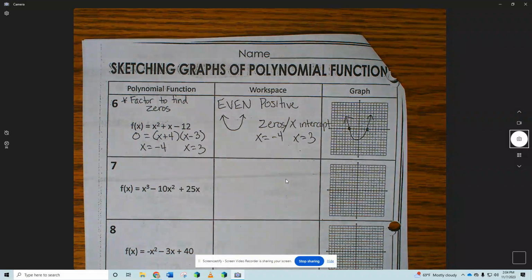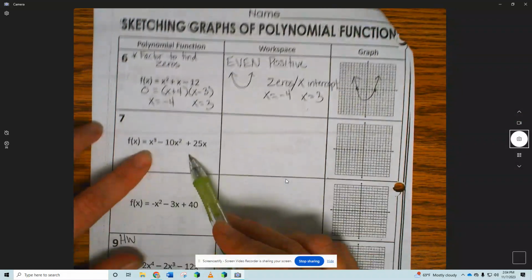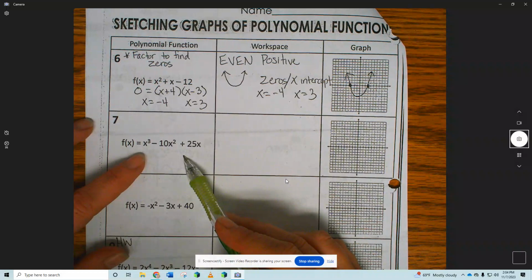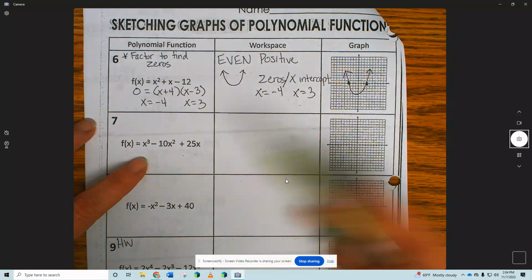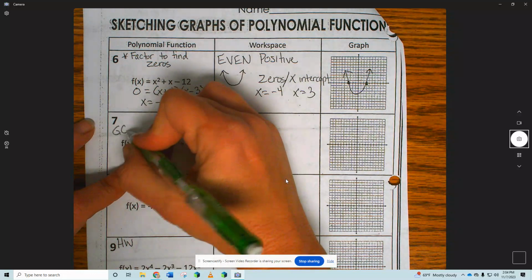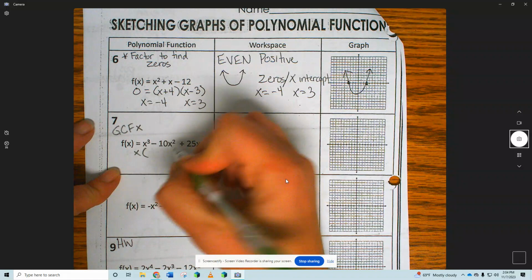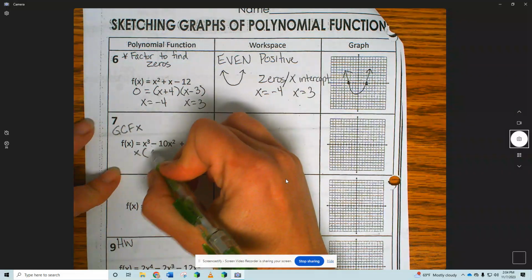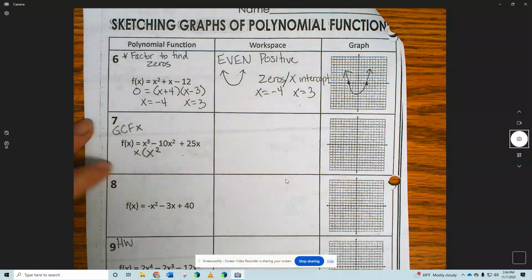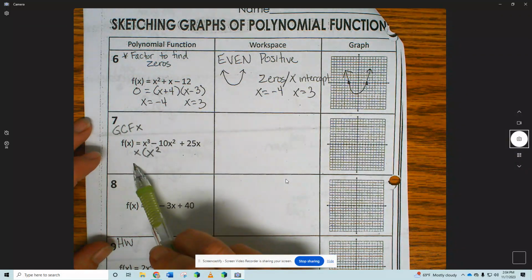Let's factor the next one. Just on first glance, is there anything you notice about number 7? Well, GCF out an x. Okay, write the leftovers. X cubed divided out an x is x squared. -10x squared divided out an x is what?